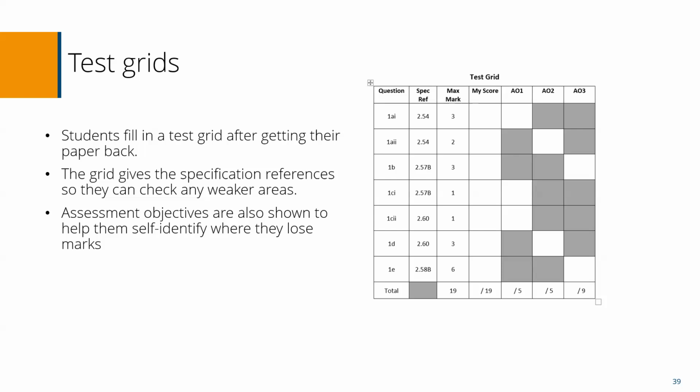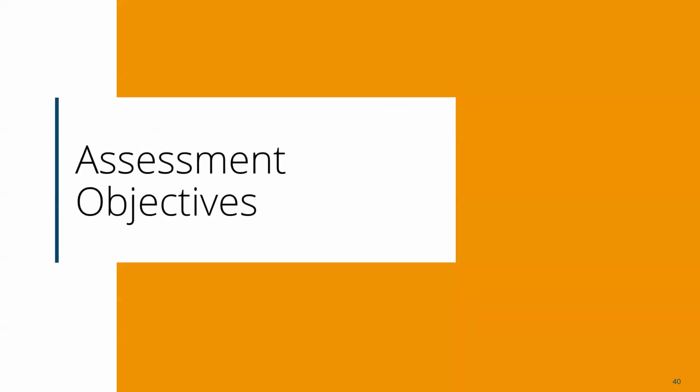So this is one way of using a past paper that you've done with them, instead of just giving them an overall score, giving them an opportunity to drill down and understand which question types they're getting wrong and which question types they're struggling with. So what were these assessment objectives that we were talking about?